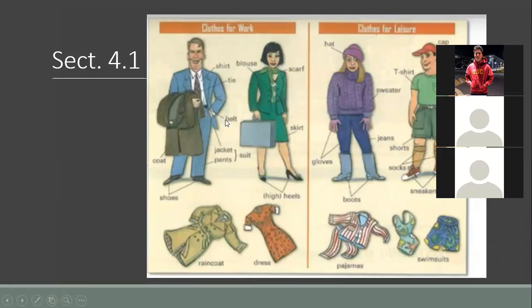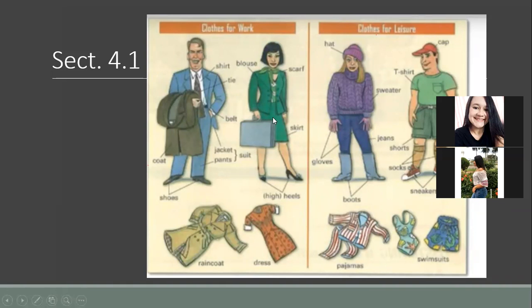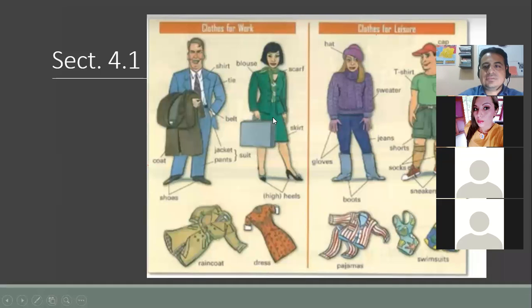Tie. Belt. Jacket. Coat. Shoes. Blouse. Okay. Blouse. La mujer. ¿Cómo se dice? Blusa. Blouse. Scarf. Do you see? Scarf, bufanda. Very good. Skirt. Falda, right? High heels.